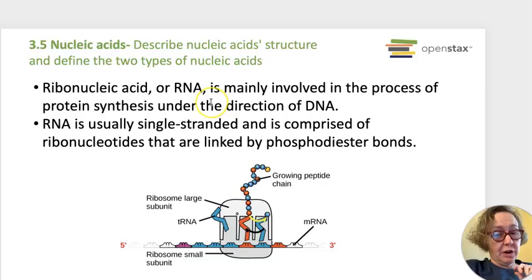Okay, so the ribonucleic acid, or RNA. So we know how the DNA gets replicated. Now we need to make RNA. So the ribonucleic acid, or RNA, is mainly involved in getting the DNA from the library or the nucleus out and then making proteins from it. Okay? So RNA is usually single-stranded and is composed of ribonucleotides that are linked by a phosphodiester bond.